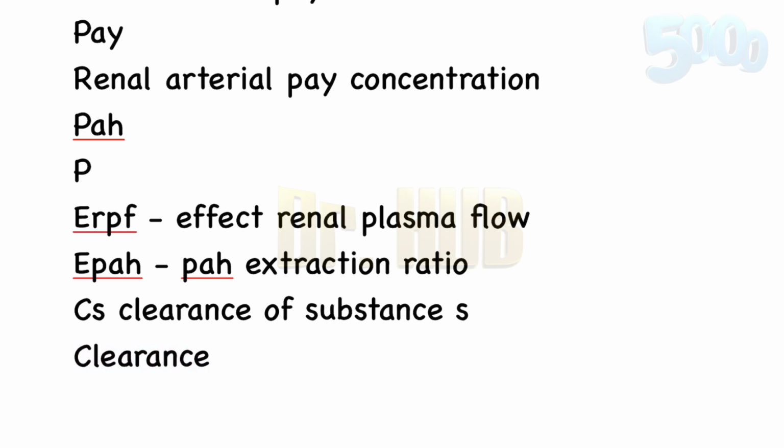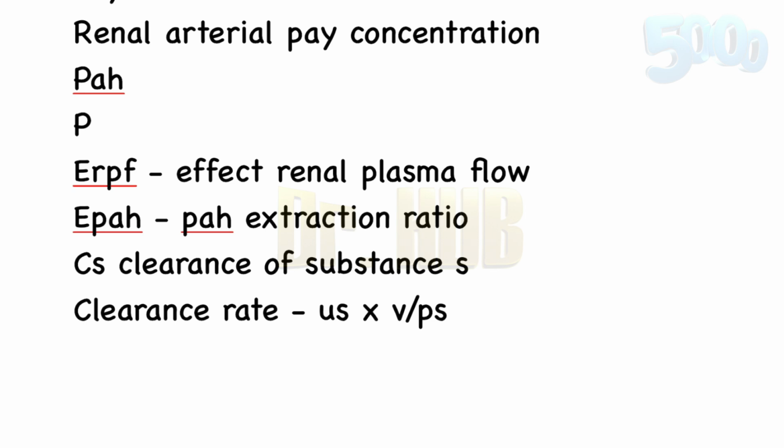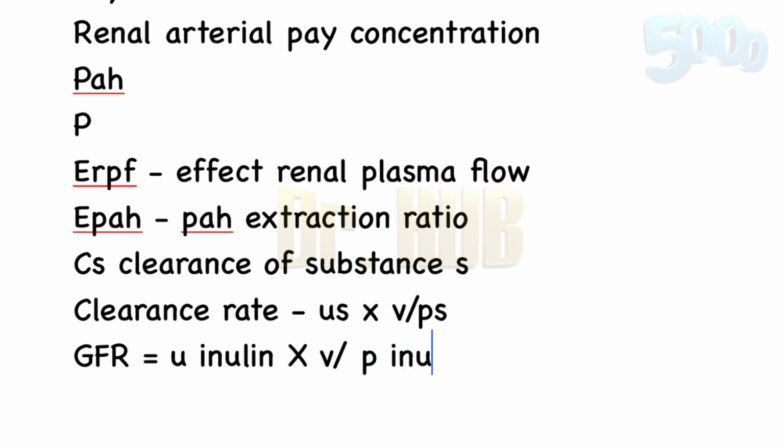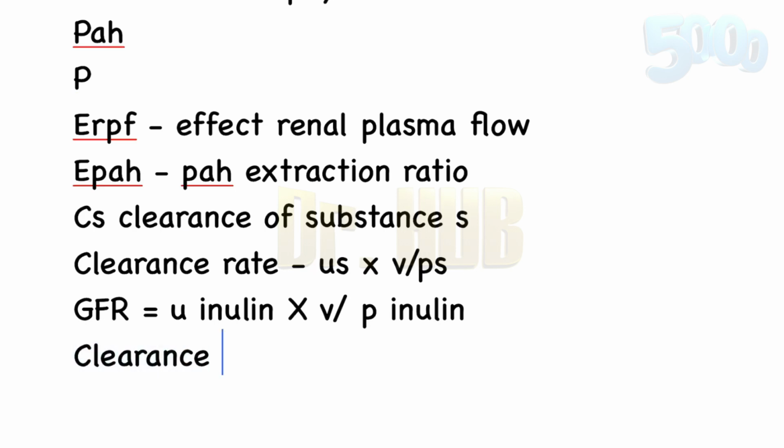Now let's look into the formulae. First is the clearance rate. Clearance rate is nothing but the US into V by PS. Next is the glomerular filtration rate, GFR. GFR is equal to the U of inulin multiplied by the V divided by P of inulin. Next is the clearance ratio. The clearance ratio is CS divided by C of inulin.